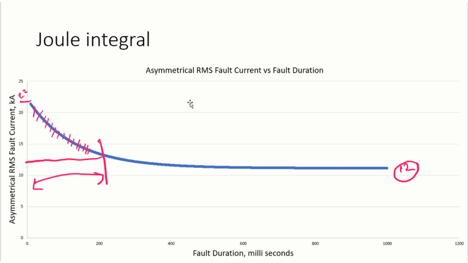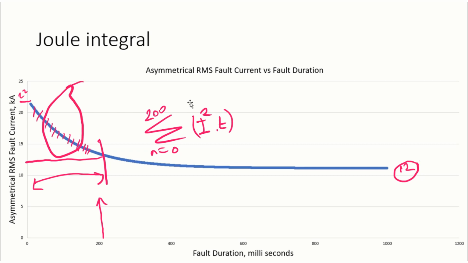That's why it's a Joule integral. It is the integral from 0 to 200 milliseconds. What I need to do is ampere square multiplied by T, the sum of all these parts. And as you see, this part is much higher than this 12 kiloamp. So let's see the effect of the Joule integral for subtransient and transient cases.